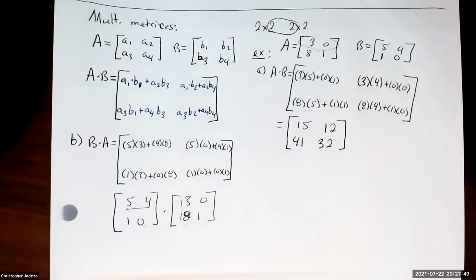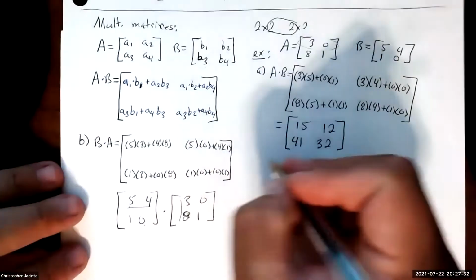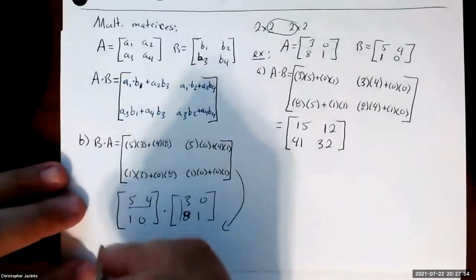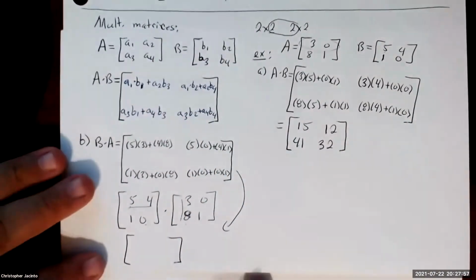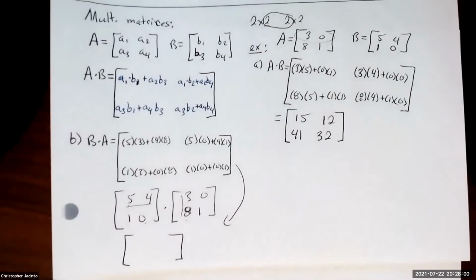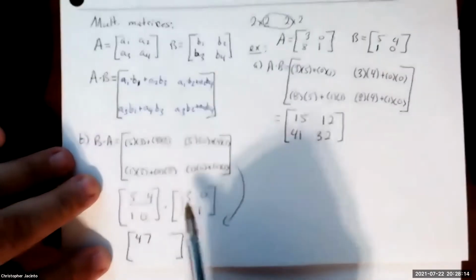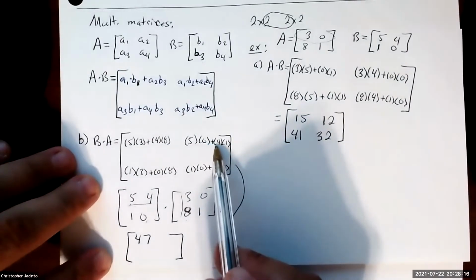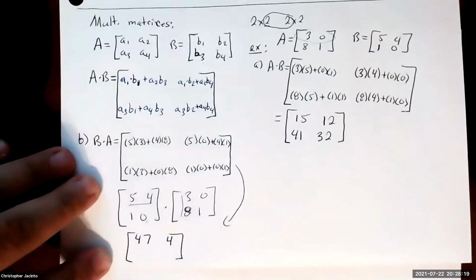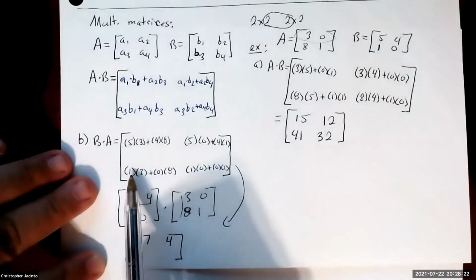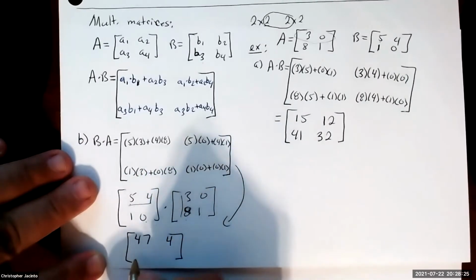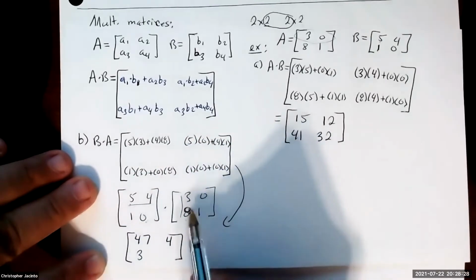Right, and then we just simplify this one. All right, so we need a calculator for these ones. So 5 times 3 is 15. 4 times 8 is 32. So 15 plus 32 gives me 47. 5 times 0 is 0. So 4 times 1 is just 4. So that's just 4. 3 times 1 is 3 plus 0. So it's just going to be 3. And the last one, it's all 0.